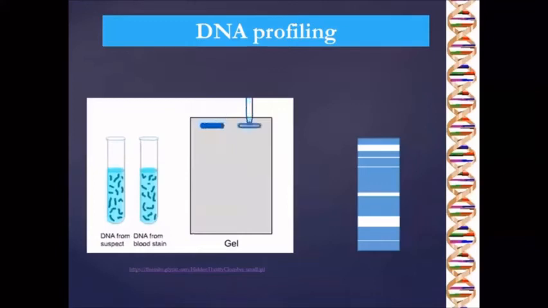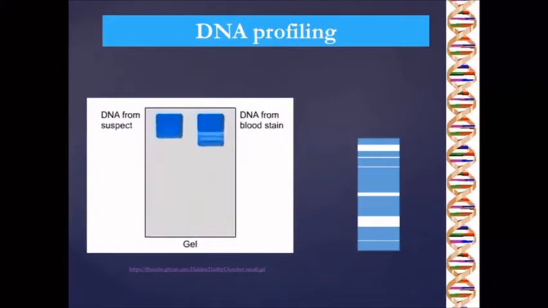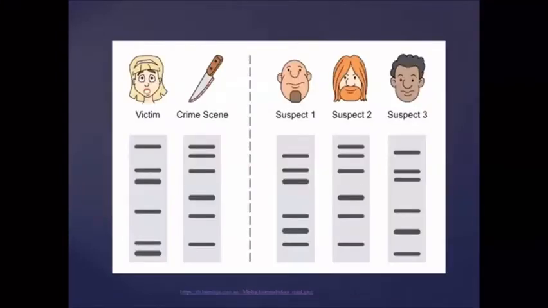So the process of DNA profiling: they take a sample of DNA and put it into a gel plate, and then they use electricity, and the portions of DNA separate, and it makes a unique sequence of bars or bands. So here's an example of DNA profiling.